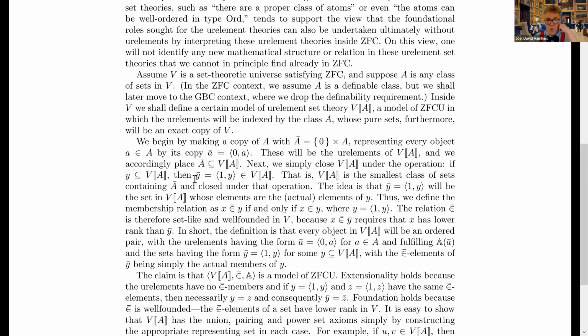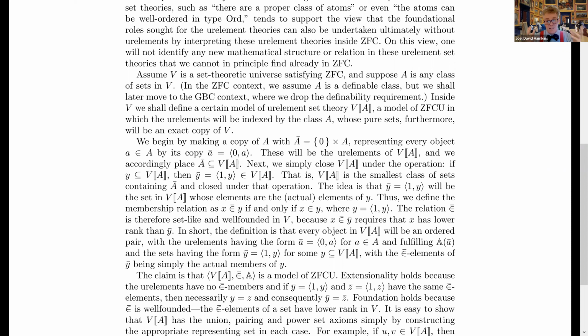Okay, so I've put in this object into V bracket A, and it's representing the set whose elements are the actual elements of Y. Okay, so I define this membership relation. X bar is an element of Y bar just in case X is one of the actual elements of the set Y appearing in the second coordinate. Okay. So everything in V bracket A is a pair. If it starts with a 0, it's an atom, and if it starts with a 1, it's a set. And I can tell the membership relation on those guys in the way that I just defined. And it's easy to see it's set-like and well-founded in V.